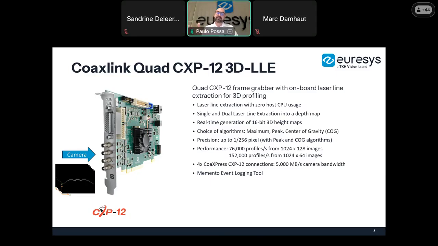By taking successive images from the object being scanned, we can then recreate what we call a depth map, where the pixels represent a position in a 3D space. The advantage of this approach is that we process the laser line directly in the frame grabber's FPGA. And with this, we can provide the depth maps as fast as the camera can provide images. As this is a Quad 6x12 frame grabber, the camera can provide up to 5 gigabytes per second of images.